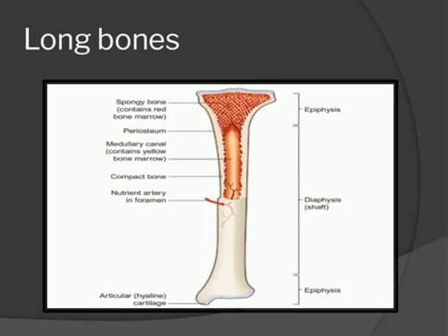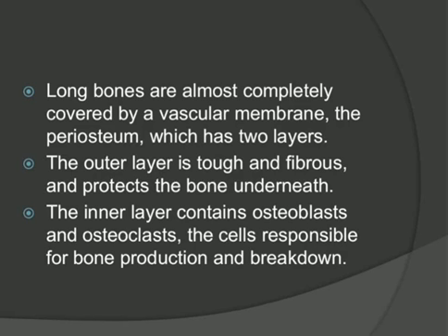Now, as you can see in this particular image of a long bone, the length of the bone is much more than its width, right? Long bones are almost completely covered with a vascular membrane which has two layers. The outer layer is tough and fibrous, and the inner layer is comparatively less tough and consists of osteoblasts and osteoclasts. These two are responsible for bone production and breakdown.